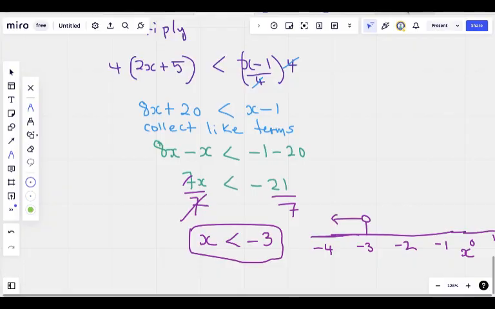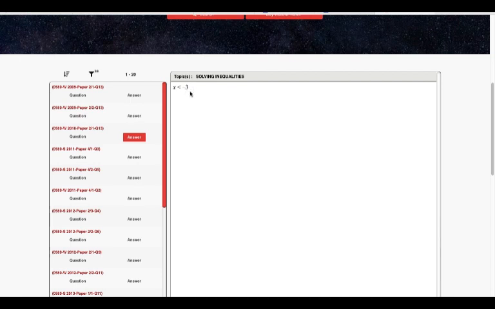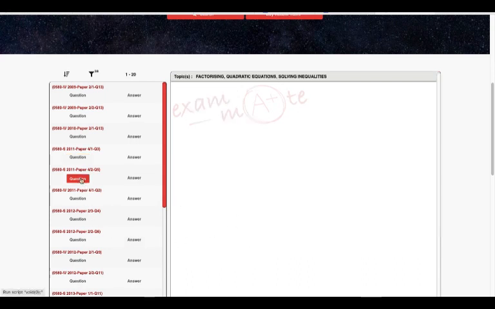Now let's take another question. So x is less than negative 3. That's the solution to that question. Okay, let's see another question. Oh, this is variation. P varies inversely as n plus 1. This one we'll do later when we do variation, probably tonight. And this factorization, there's no inequality here, so we skip this question.